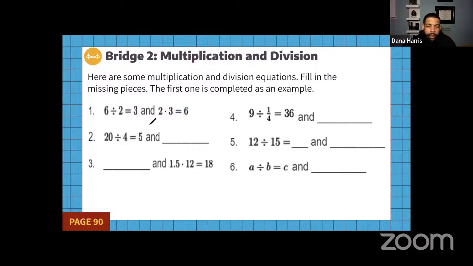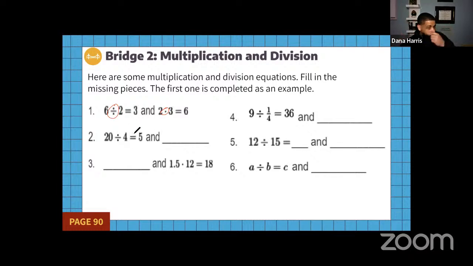Okay. So notice this is like a fact family. 6 divided by 2 equals 3, and 2 times 3 equals 6. Notice division and multiplication, they're inverse operations or opposites. Okay. So you want to remember that. That's how we work in these.